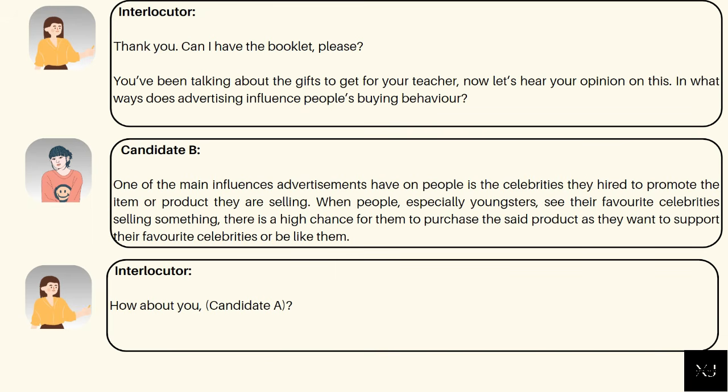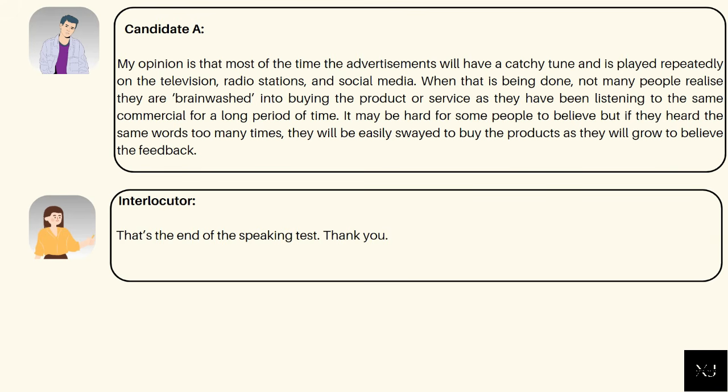When people, especially youngsters, see their favorite celebrities selling something, there's a high chance for them to purchase the said product as they want to support their favorite celebrities or be like them. How about you, candidate A?